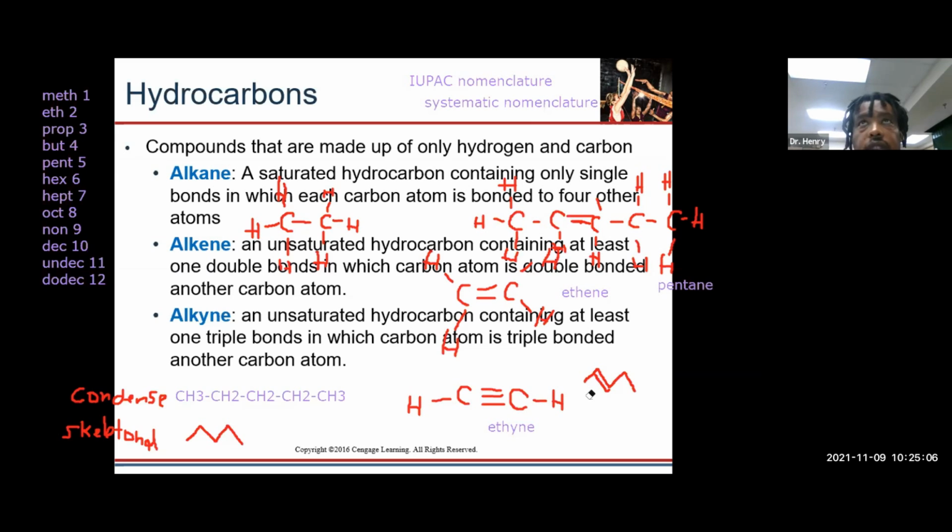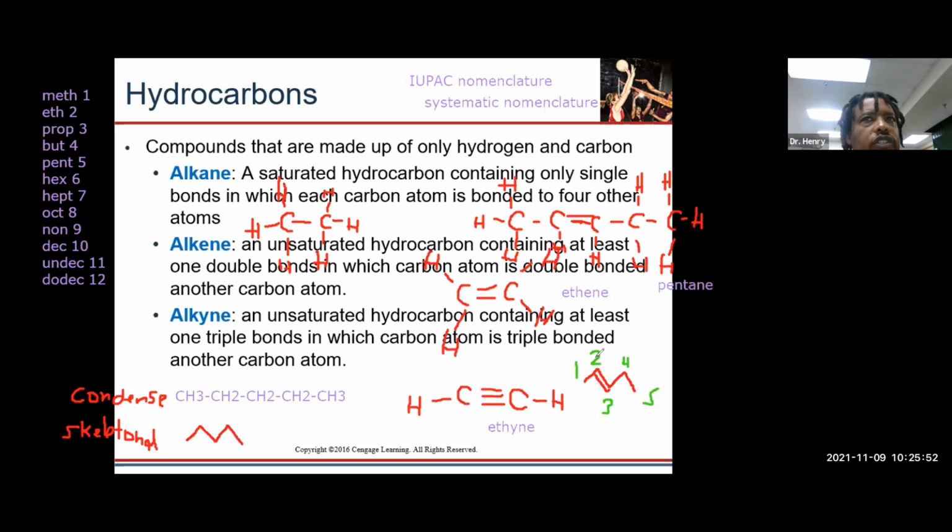Okay, now, in this case, because the double bond can be at any point on any of these carbons, we have to tell people where the double bond is going to be at, right? So when we go to name this guy, we want to try to make it so that the double bond has the lowest numbering system. So if we count the carbons, 1, 2, 3, 4, 5, right? So that tells us where each of the carbons is.